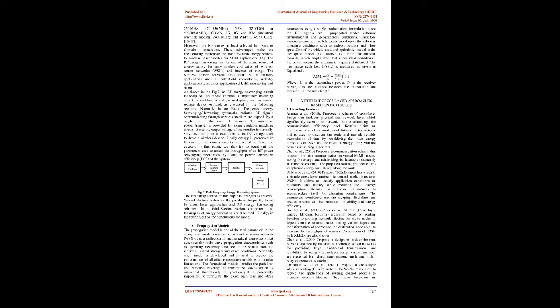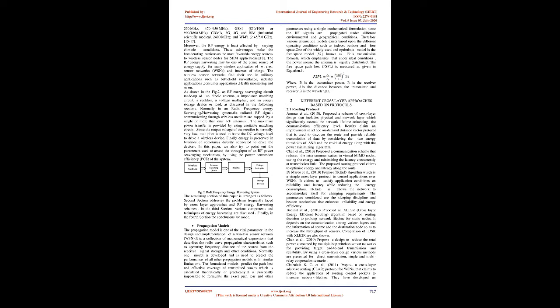Wireless sensor networks find their use in military applications such as battlefield surveillance, industry applications, consumer applications, health monitoring, and so on. As shown in Fig. 0.2, an RF energy scavenging circuit is made up of a dipole antenna, an impedance matching circuit, a rectifier, a voltage multiplier, and an energy storage device or load, as discussed in the following sections.